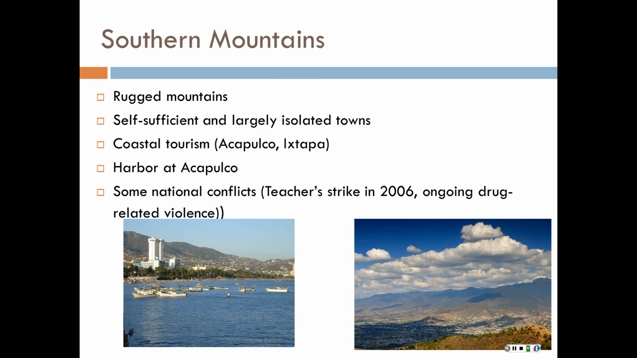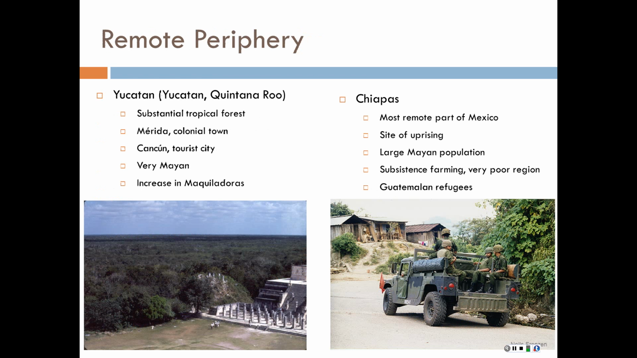The southern mountain region is pretty rugged. It's sort of a self-sufficient region. This is where a lot of the almost libertarian Mexicans would focus themselves regionally. There's some coastal tourism around Acapulco and Ixtapa. There's a big international harbor at Acapulco, but there are some national conflicts here. In 2006, there was a huge teacher strike. There's ongoing drug-related violence that has tamped down some tourism interest in the region.